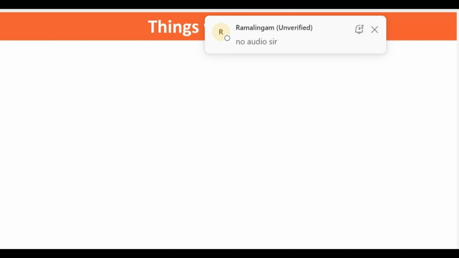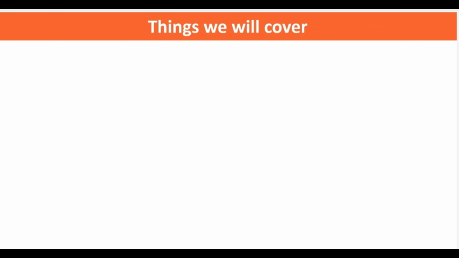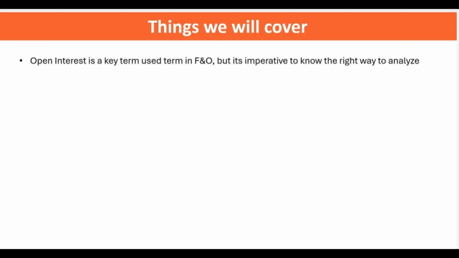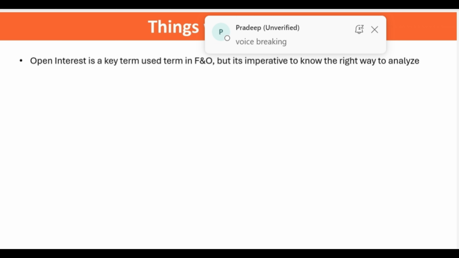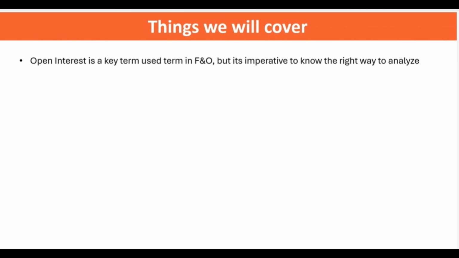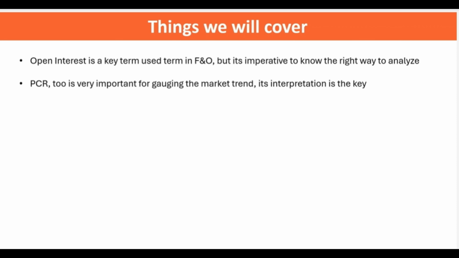So let me tell you what we will cover in the next 1 hour or so. We will first look at open interest, as two or three people had requested. Open interest is a PW. I'm sure many of you would have at least heard about it, but it's very important. We need to know the right way to analyze the markets basis open interest. So we will try to look at the best way by which we can analyze the open interest.